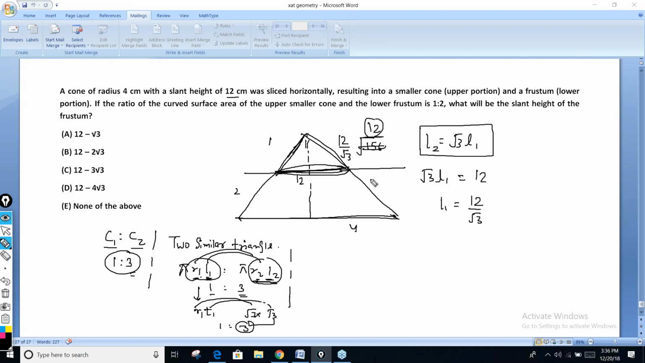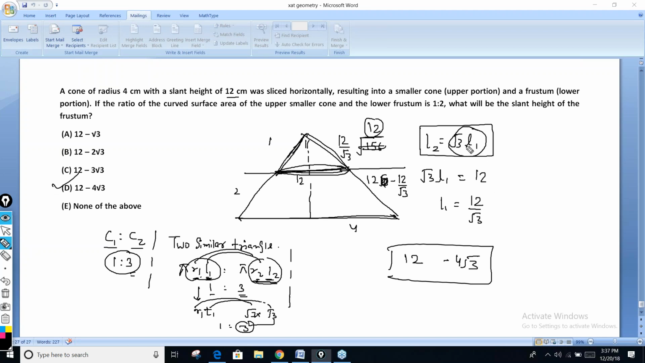So what is the slant height of the remaining part? That is 12 minus 12 upon root 3. What is the answer? That 12 upon root 3 is 4 root 3. The complete slant height is 12, and this part is 4 root 3. So the remaining slant height will be 12 minus 4 root 3. That is the answer.